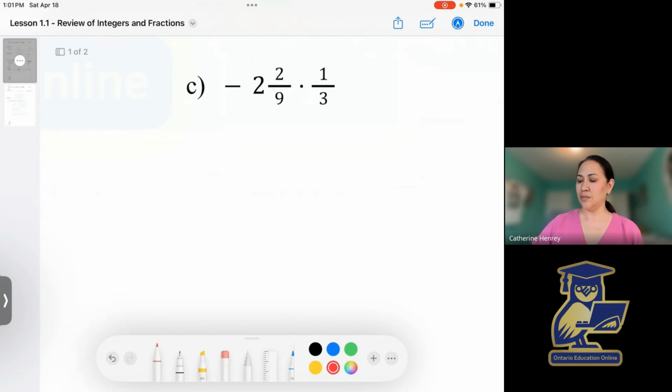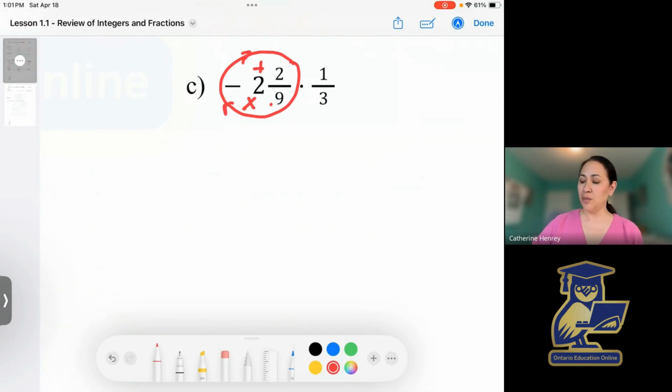In my next example, we have a mixed fraction. And before we do any of our multiplication, let's change this mixed fraction into an improper fraction. In order to do that, we take the denominator, we multiply it by the whole number, and then we add the numerator. So if I go around in a circle this way, you can remember you have to do the multiplication first and then the addition.